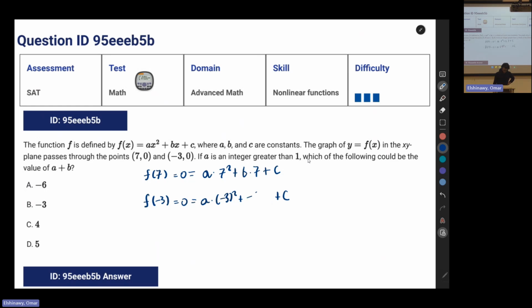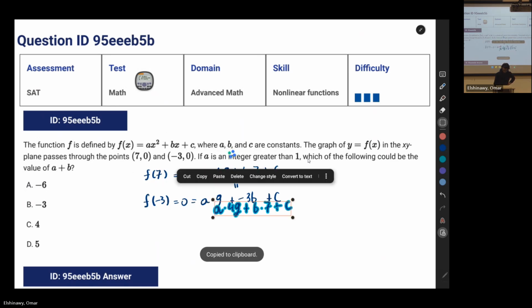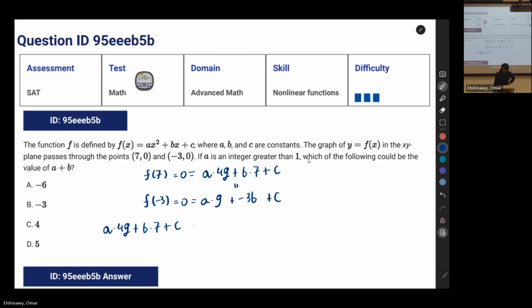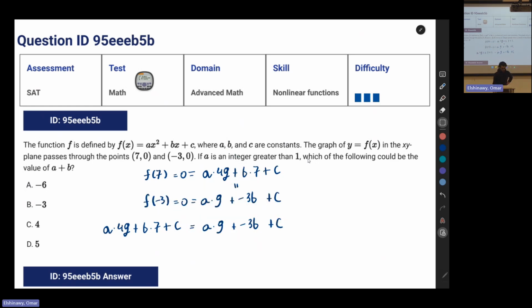I'll write this as minus 3b. I'll write this as 9. I'll write this as 49. And we know that this is equal to 0. So these two are equal to each other because they're both equal to 0. I can subtract, and it will also still be equal to 0. And this is what I'm going to do right now.